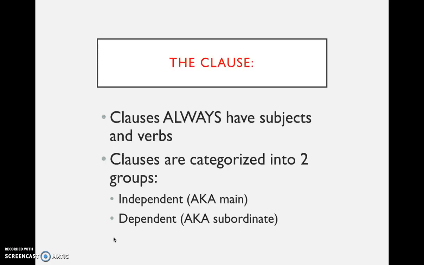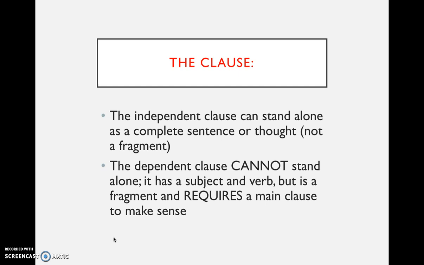So, first things first. Clauses always have subjects and verbs in them. One subject and one verb minimum. Okay, if it doesn't have a subject and a verb, it's not a clause, it's probably a phrase. So we can break those clauses into two categories: independent, also known as main clauses, or dependent, also known as subordinate clauses. So an independent clause is the one that can stand alone as a complete sentence or thought, not a fragment. The dependent clause, though, on the other hand, cannot stand alone. It has a subject and a verb, but it is a fragment, and it requires a main clause to make sense.